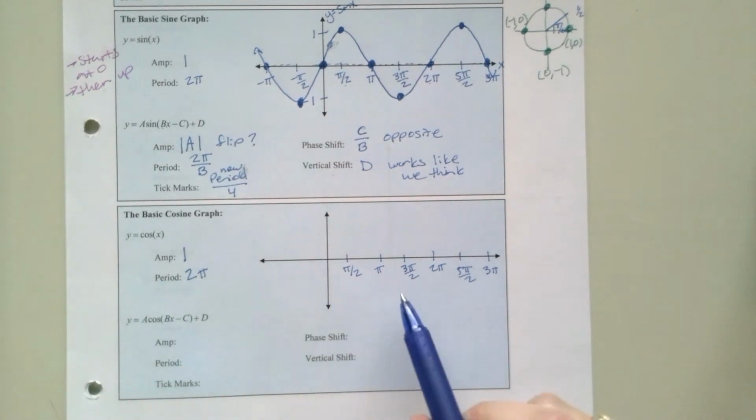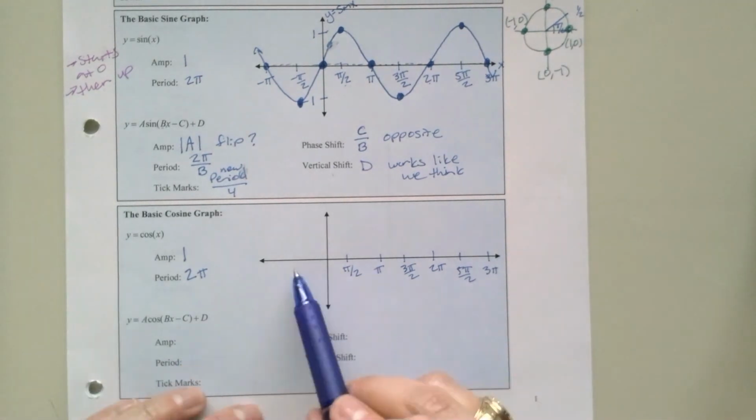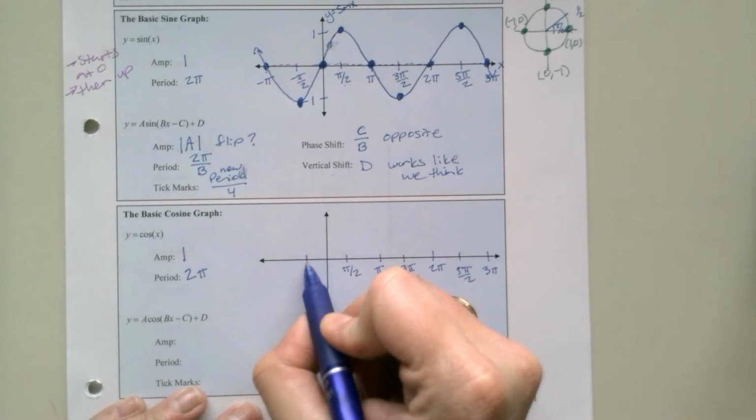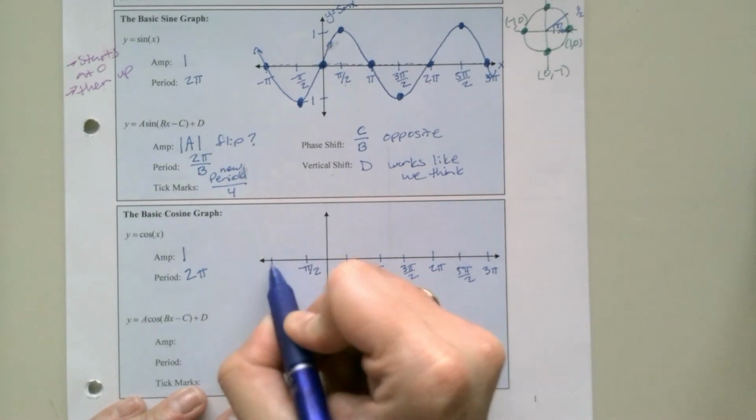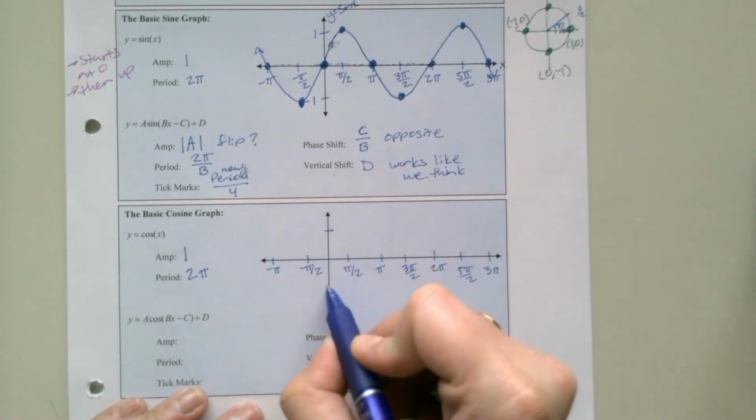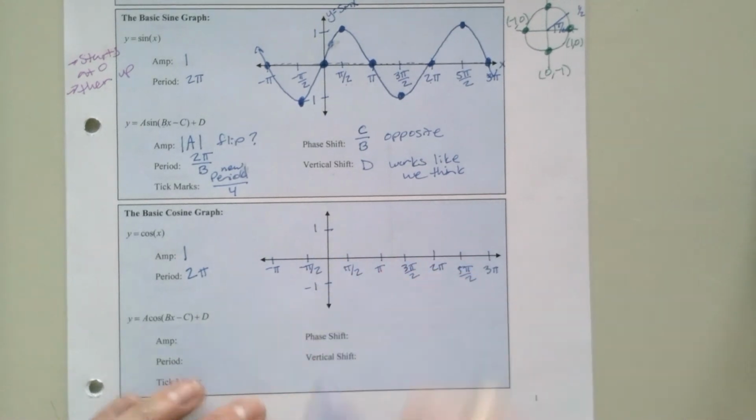I really just need at least one period. I'm going to back this up just a little bit, and get a little bit more: negative pi over 2 and negative pi. And then my amplitude, positive 1 and negative 1.